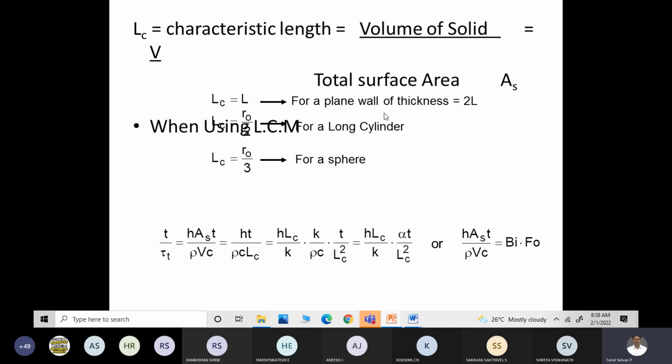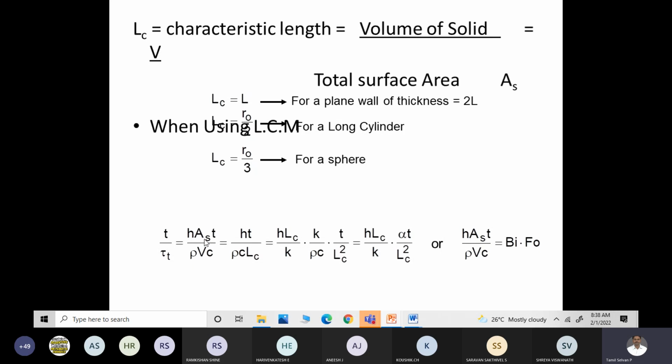For a plane wall, it is equal to thickness divided by 2, for a long cylinder it is radius divided by 2, for a sphere it is radius divided by 3, and for a cube it is side divided by 6. You should also know that hA t divided by rho V C can be rewritten as the product of the Biot number and the Fourier number. And the Fourier number is denoted by alpha t divided by Lc squared.